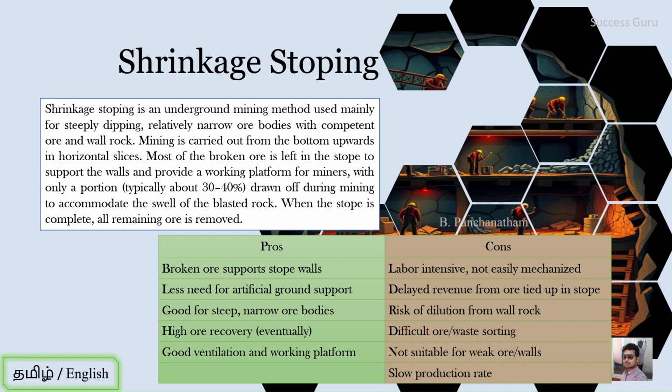And difficult ore and waste sorting. When you are breaking the ore as well as the rock and keeping it as it is for support, and then removing it at a later stage, you have to separate the ore from the waste, right? That will be a difficult task. It is also not suitable for weak ore or wall rocks. The rock should be competent and the ore should be strong as well as competent, right? Then the production rate is low. So these are the cons of the shrinkage stoping method.